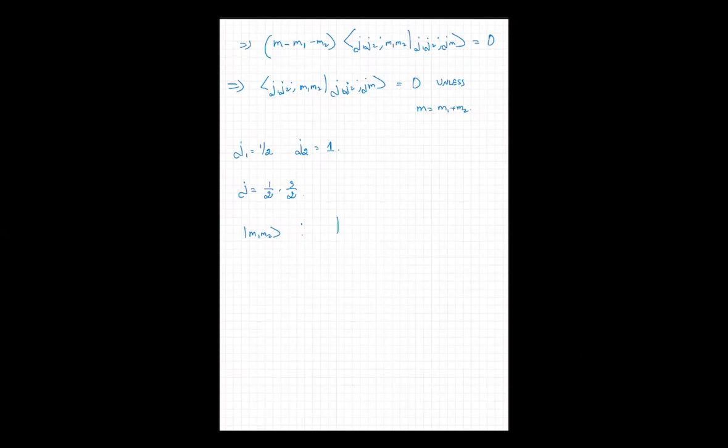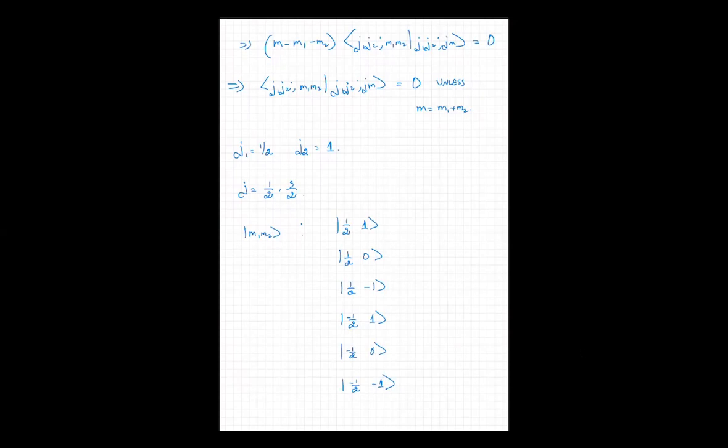So the product space can have all possible M1, M2 values. So fixing M1 equals half, I get 1 half and 1, 1 half and 0, 1 half and minus 1, minus 1 half and 1, minus 1 half and 0, and minus 1 half and minus 1. Okay, so I get 6 possible states.